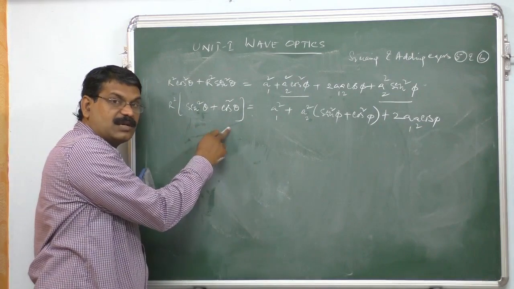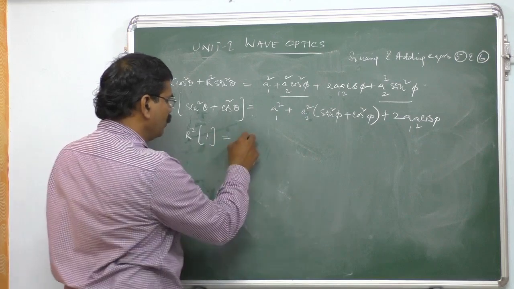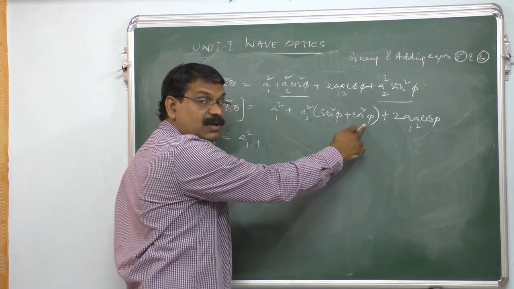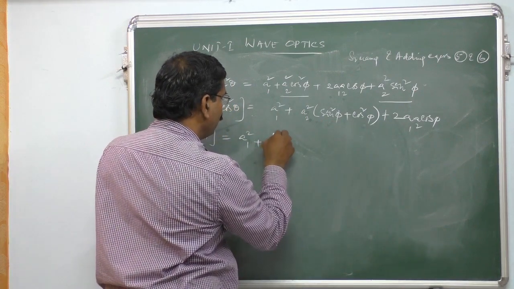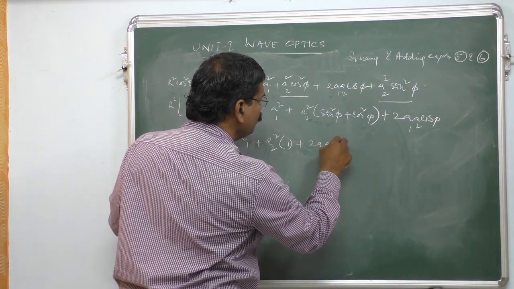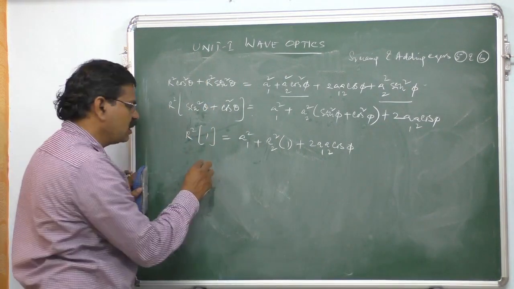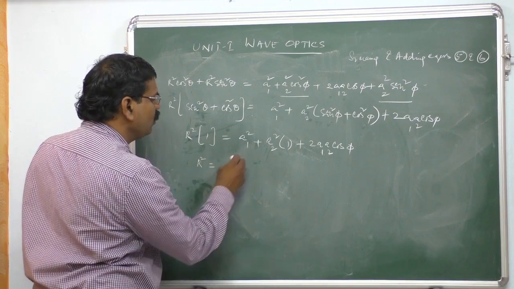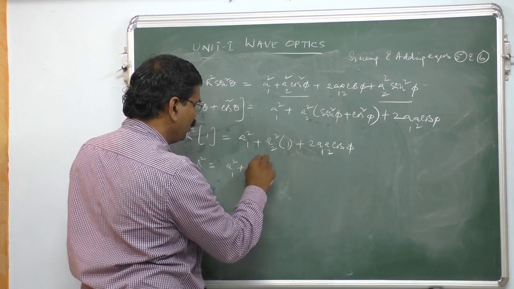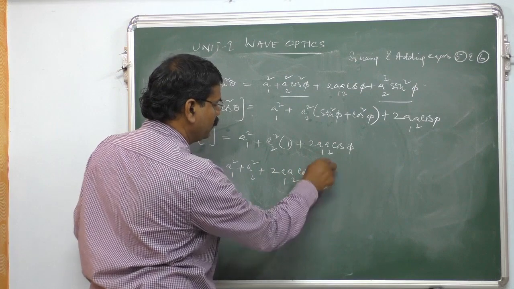We know that sin square theta plus cos square theta is equal to 1. Therefore R square into 1 is equal to A1 square plus, taking common from these two, sin square phi plus cos square phi, which we put as 1, A2 square into 1 plus the remaining term 2A1 A2 cos phi. Is it understood? So R square into 1: R square is equal to A1 square plus A2 square plus 2A1 A2 cos phi. Is it clear?